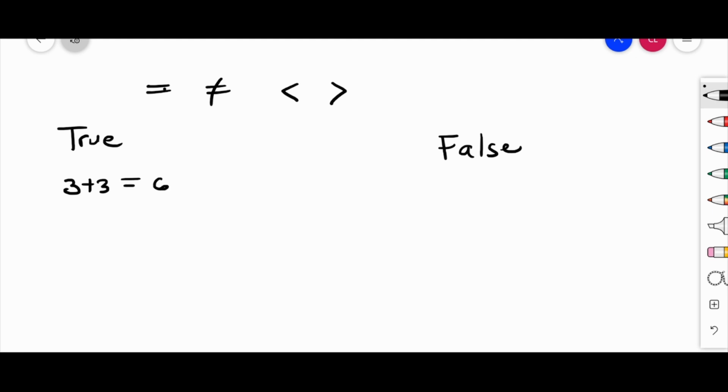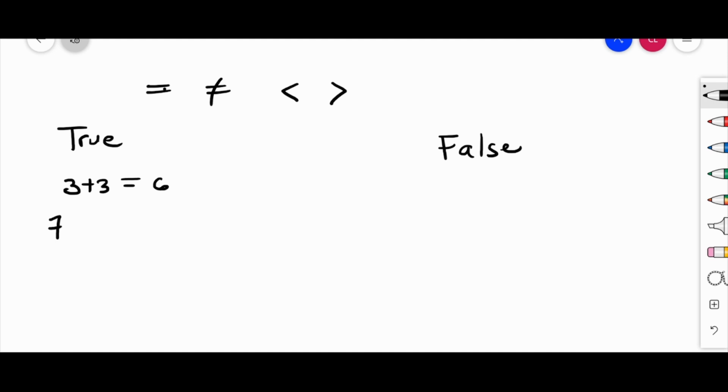They said we should write 3 number sentences which are true and 3 number sentences which are false, and we are supposed to use these symbols. So the symbols were the equal sign, not equal, less than, and greater than. Okay, so let's go with those that are true on this side and those that are false on this side. So 3 plus 3 is equal to 6. All right, let's do one with not equal.